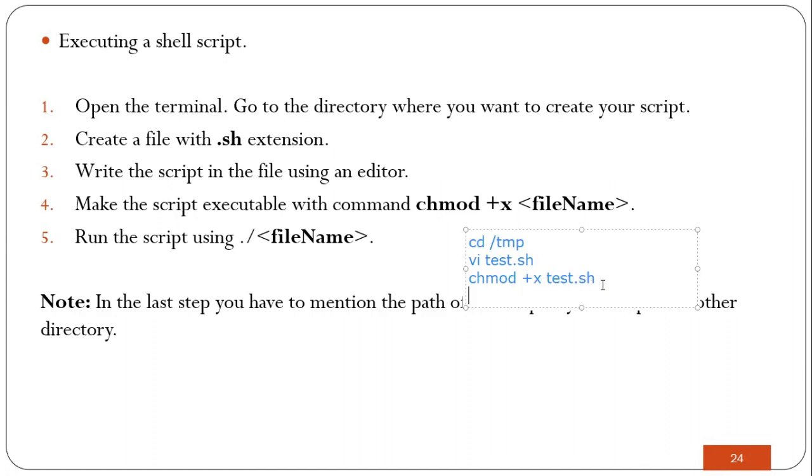So there are different ways of executing a shell file. One is ./file name. My file name is test.sh. And the next way is sh space test.sh. This is another way. And we have another way also.